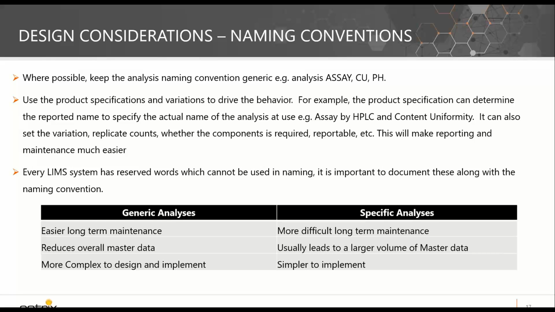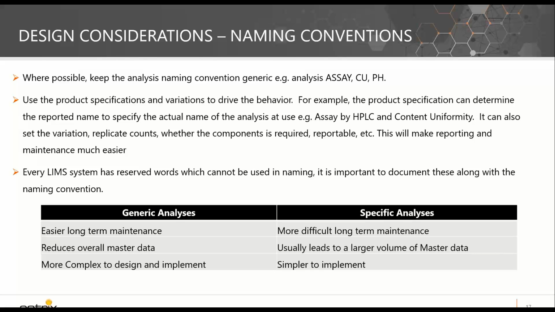So one of the things that we mentioned a little bit earlier was naming conventions, and to go a little bit more in depth into that, where possible, it's usually a good idea to keep things like analysis naming conventions generic rather than specific, and then to use product specifications and variations to drive behavior. So, for example, a product specification can determine the reported name to specify and the actual name of the analysis. It can also set the variation, replicate counts, whether the component is required, reportable, etc.